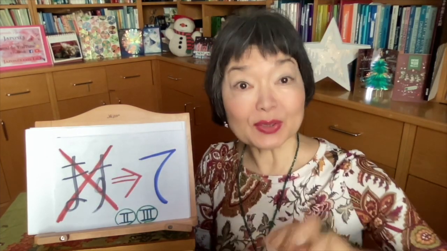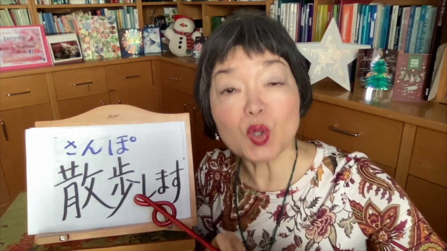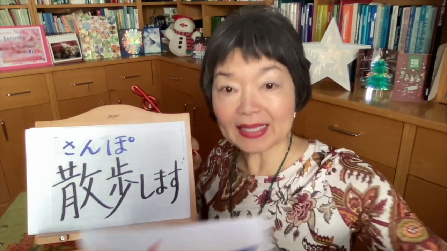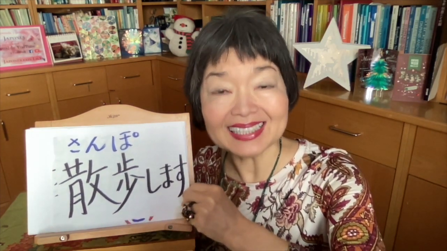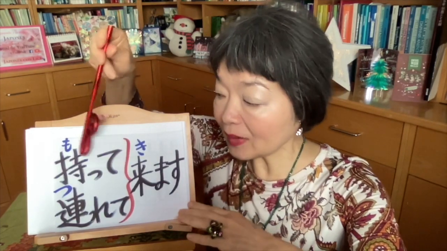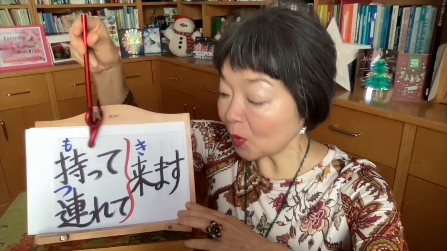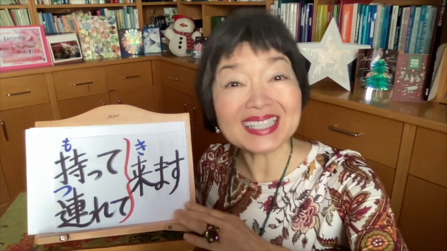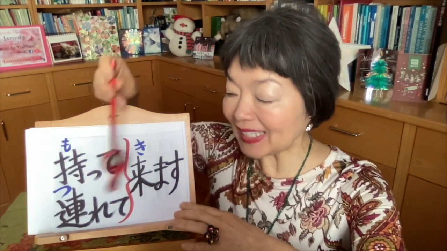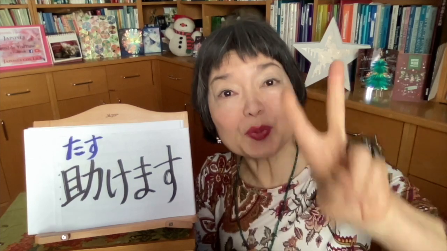Do you remember? So first we are going to see the third group, Group 3. 散歩します, to go for a walk. Without mas, just take off mas and add te. 散歩して, this is the te form. 準備します, to prepare. 準備して. 持ってきます, to bring something. 持ってきて, without mas and te. 連れてきます, to bring someone. 連れてきて.